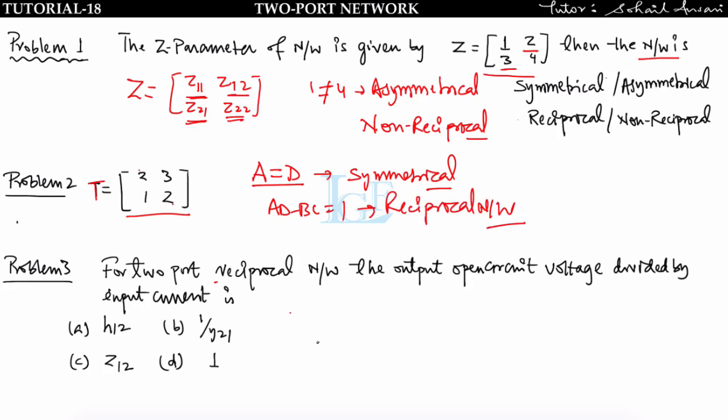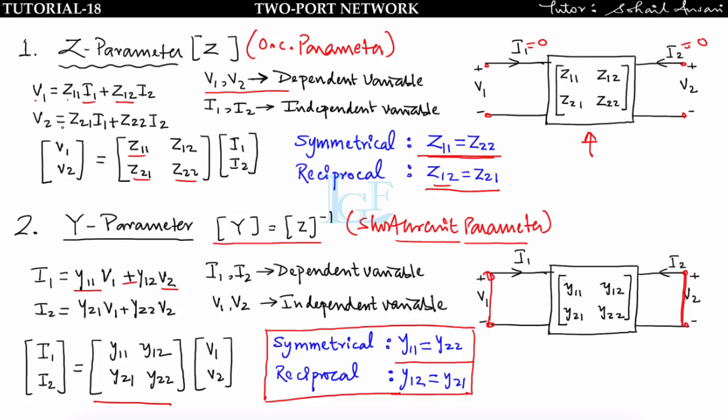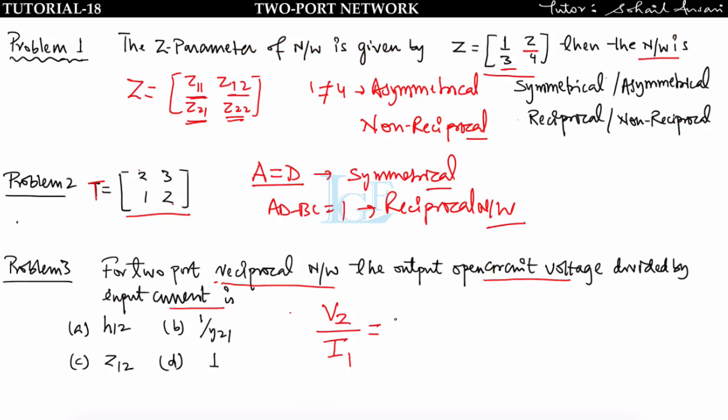Okay. Now let us take the third problem. For a two-port reciprocal network, the output open circuit voltage divided by input current, meaning output open circuit voltage V2 divided by input current I1, is equal to what? If I talk about the Z parameters, then in Z parameters, output open circuit voltage V2 upon I1 is nothing but Z21.